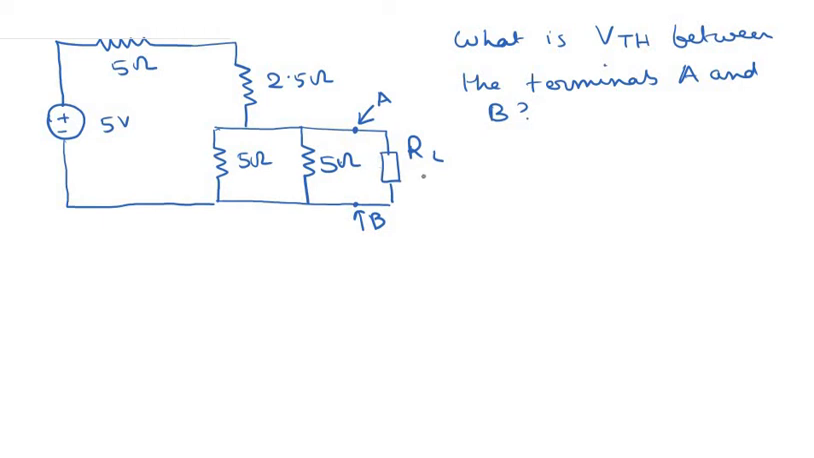So what we need to do is remove this RL from here because we need to open circuit it. Remember, the value of VTH is equal to the open circuited voltage between A and B. We need to open circuit these two terminals over here, and we need to measure the voltage between point A and point B. So this total resistor combination, 5 ohm and 5 ohm in parallel, is 2.5 ohm.